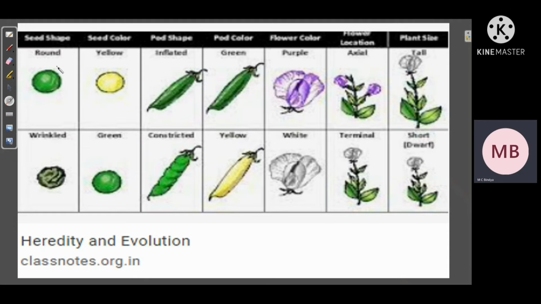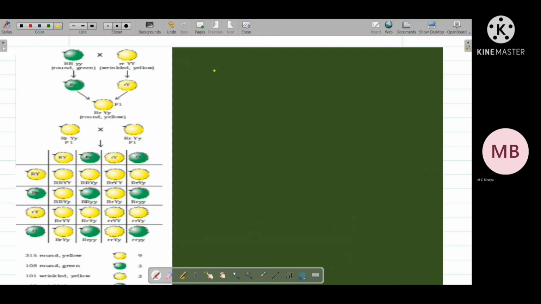So in each of these opposite traits, the one trait will be dominant. That is the one which is getting expressed in F1 generation. Like for example, in case of round and wrinkled seeds, regarding the character seed shape, round seeds are dominant and wrinkled are recessive. So whatever is located here in the top rows, they are all dominant traits, and the bottom rows, they are all recessive traits.